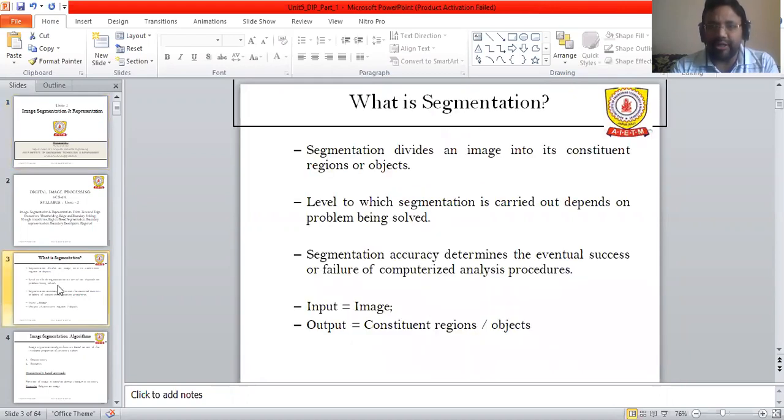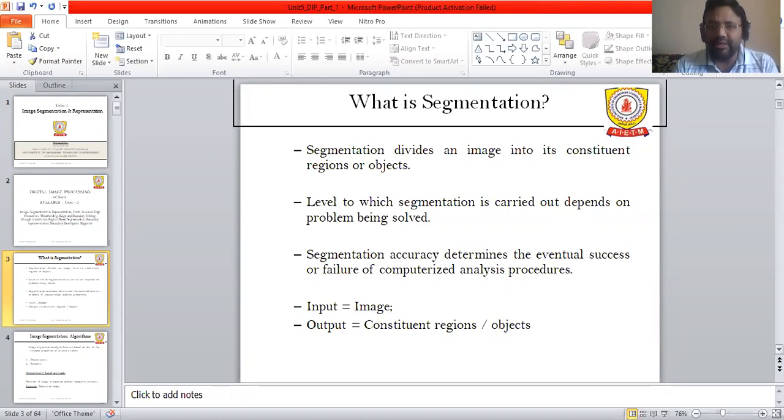what is segmentation. Segmentation divides an image into its constituent regions or objects. The level to which segmentation is carried out depends on the problem being solved. Segmentation accuracy determines the eventual success or failure of the computerized analysis procedure. As an input, we have an image, and as an output, we have constituent regions and objects.